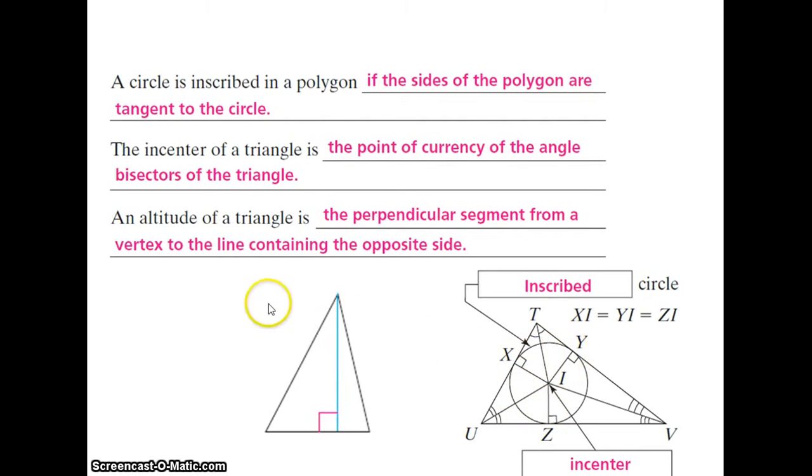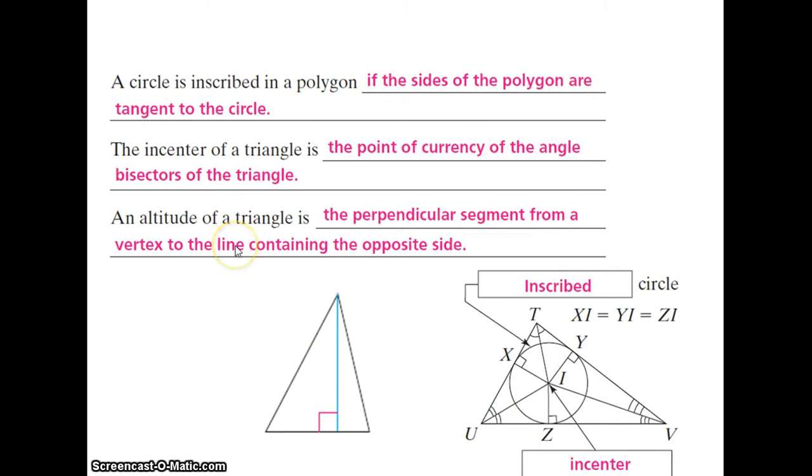The incenter of a triangle is the point of concurrency of the angle bisectors of the triangle. So that's what this is. The angle bisectors of V, of U, of T, where they meet right here in the middle. That's what's called the incenter.